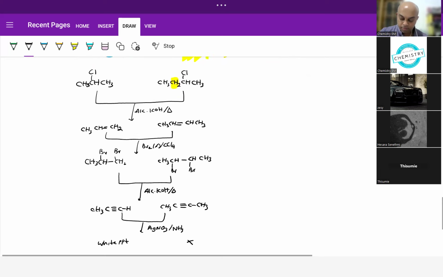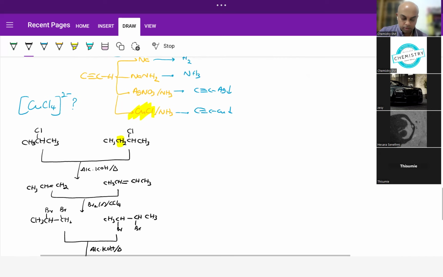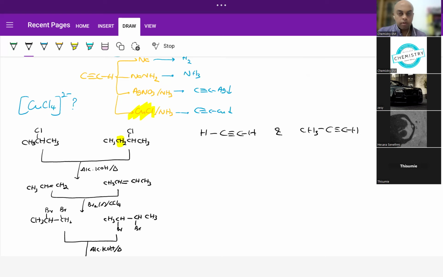Separately identify these two. So do this as a homework. If you have done this one before the next class, just send me the answer via WhatsApp.